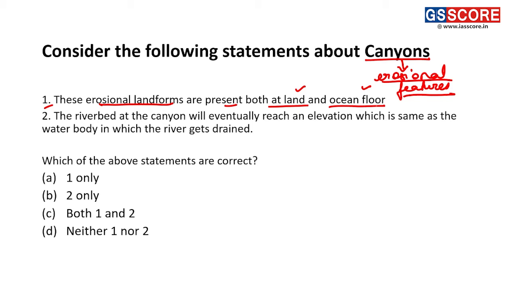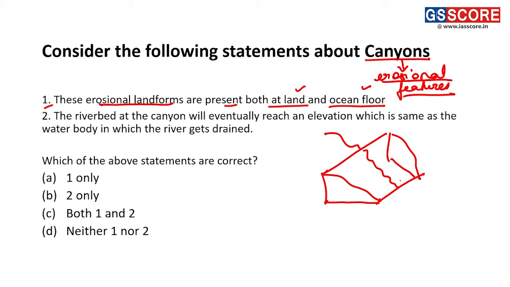But on the ocean floor, when the river is flowing, and this is the ocean floor, we can see these canyons are also present in the ocean floor region, and they are also called submarine canyons. Thus statement 1 becomes a correct statement.